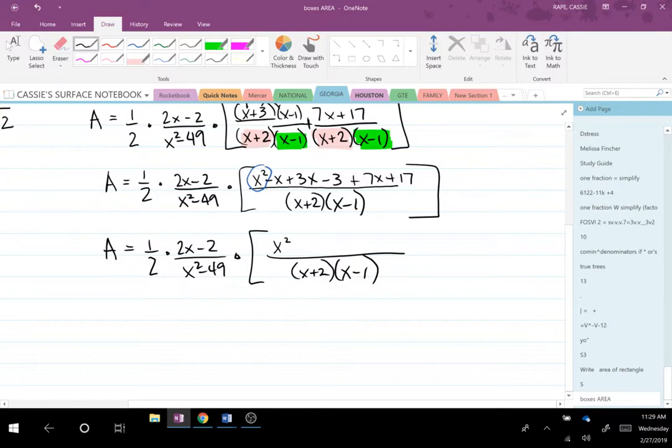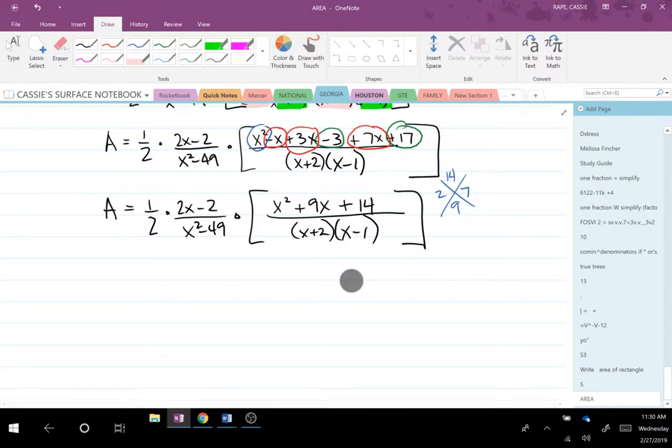Okay, I've got a minus x, a plus 3x, and a plus 7x. So I'm going to combine all of those. Negative 1x plus 3x is 2x, plus 7x is 9x. And lastly, I've got a minus 3 plus 17, which means grand total, I've got a plus 14. Okay? All right, so now I'm going to factor that. What are the factors of 14 that add up to 9? Hopefully you saw that's 2 and 7.